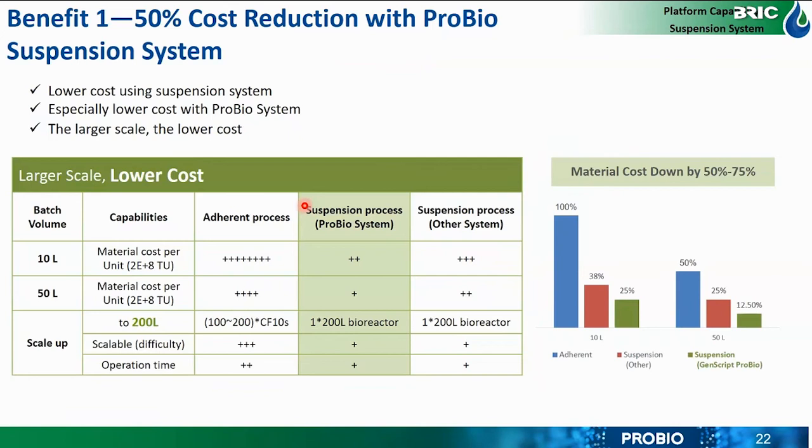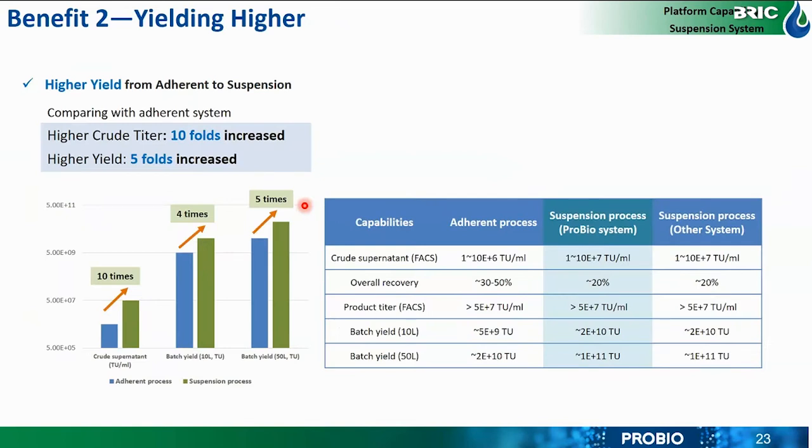And also, using this system has the benefit of cost reduction. If you scale up using this serum-free suspension system, it can give even 25% cost reduction. And also, as I just said, from the different scales, from the cell flask system to a 10-liter bioreactor, or even to a 50-liter bioreactor, the process is very stable, and the cost is highly reduced. The titer and the recovery are also very stable from small scale to large scale.